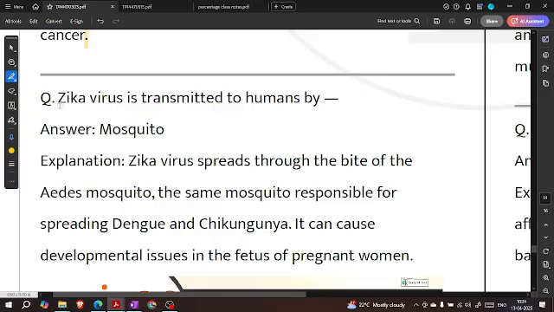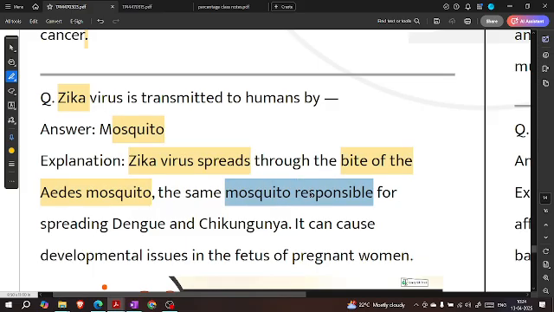Zika virus. Zika virus is transmitted to humans by mosquito. Zika virus spreads through the bite of the Aedes mosquito, the same mosquito responsible for spreading dengue and chikungunya. It can cause developmental issues in the fetus of pregnant women.